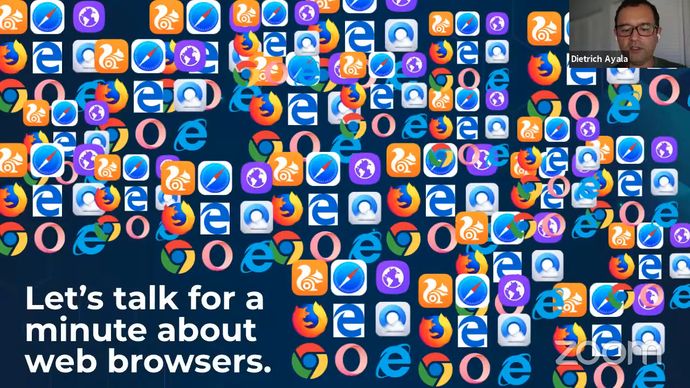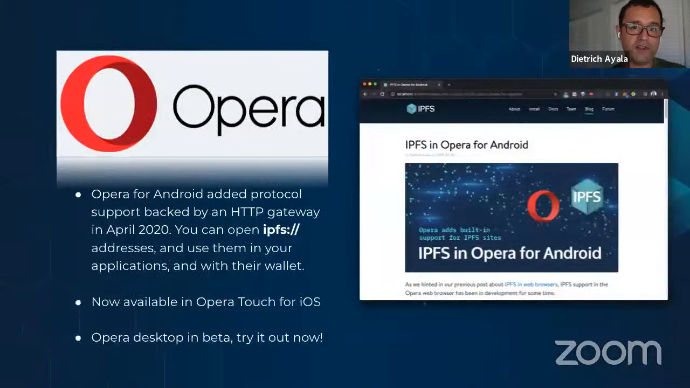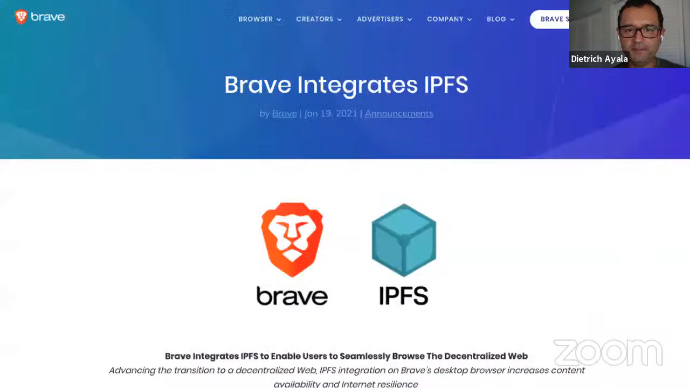But I want to talk a minute too about web browsers. That's the world that I came from. We worked with Opera to add IPFS support to Opera Android last year, Opera Touch on iOS this year, and then Opera Desktop, currently in beta. You can download Opera Developer now and get IPFS support there.